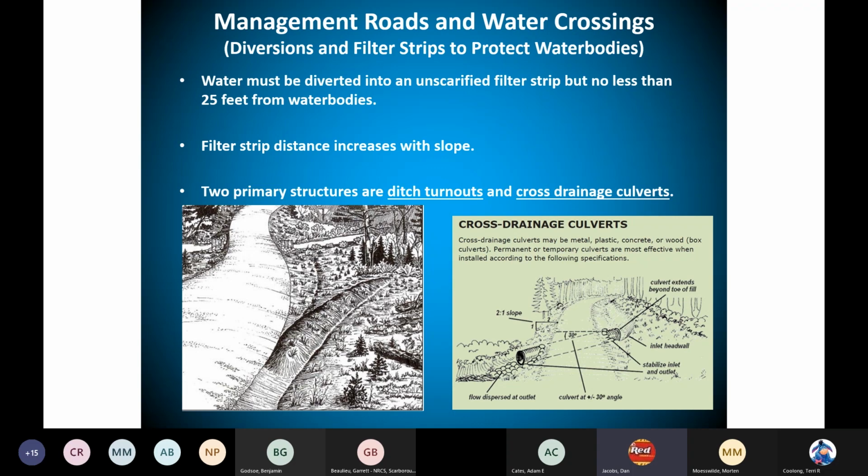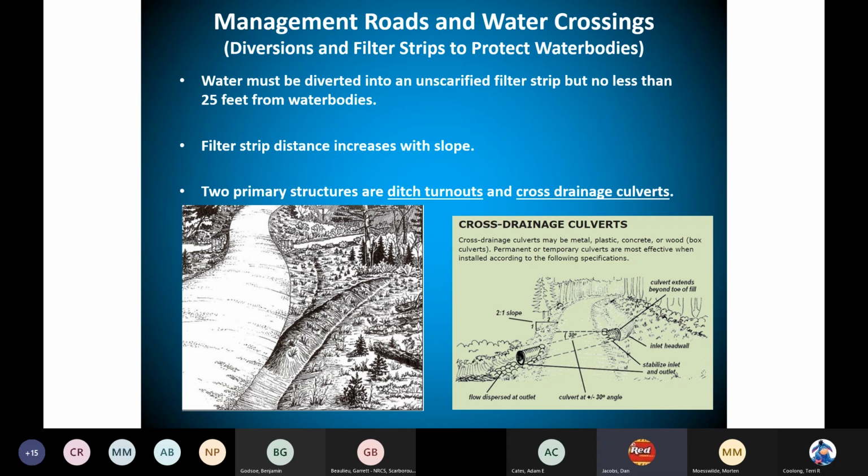So our 2 main structures with roads that we use to divert water. Now there's multiple, but 2 main ones that we usually think about are these road ditch turnouts and also cross drainage culverts.